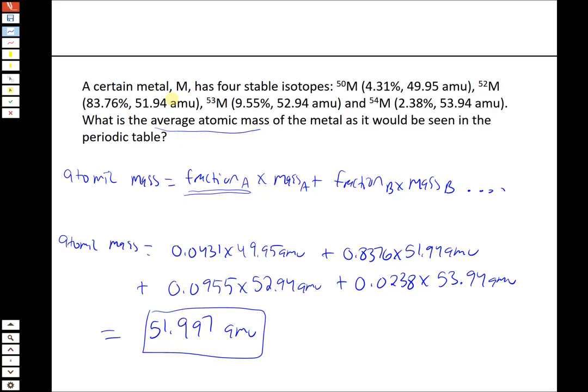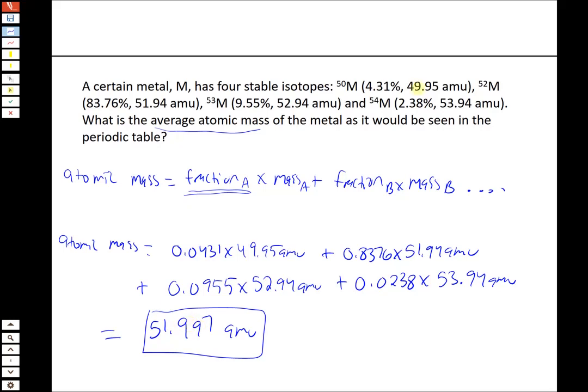The other thing to do in problems like this where you're calculating atomic mass is make sure that the number you get is in between the masses of all the isotopes. So it can't be smaller than the smallest isotope as an average, and it can't be bigger than the biggest isotope, and that is certainly true here.